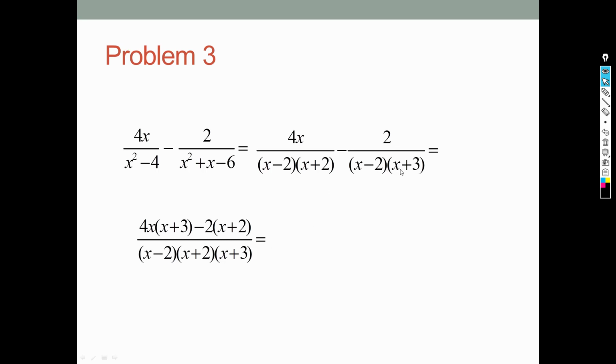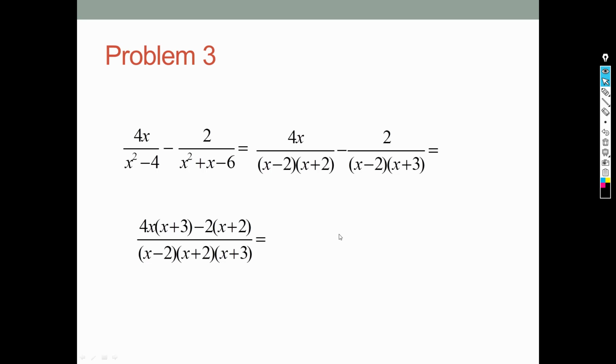It's missing the x plus 2. That's why we have an x plus 2 here. Notice, if I write this first term here, product here, into over this, it gives me the first fraction over here. This over this cancels the like factors here, gives me this. So now all I have to do is multiply this out.